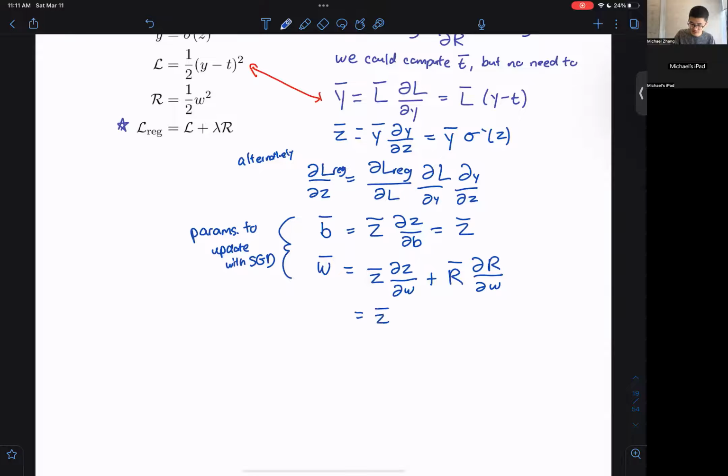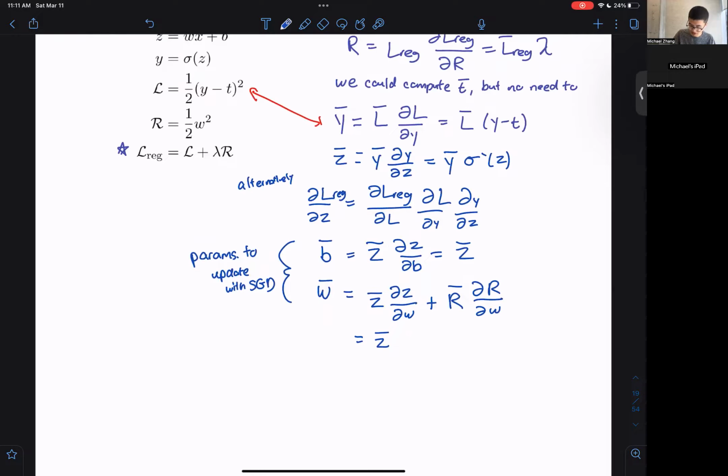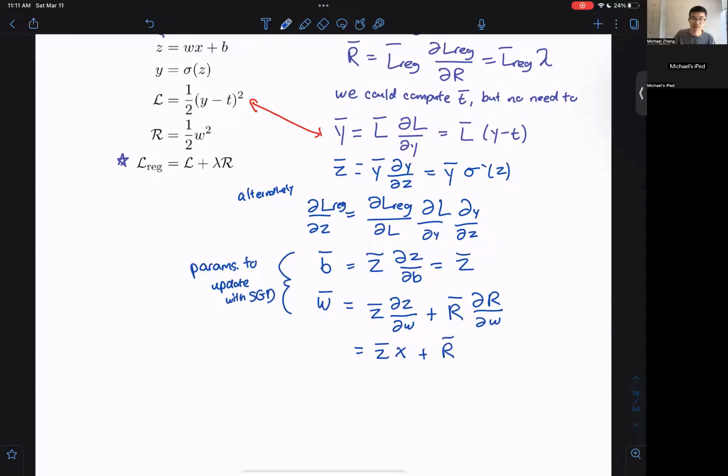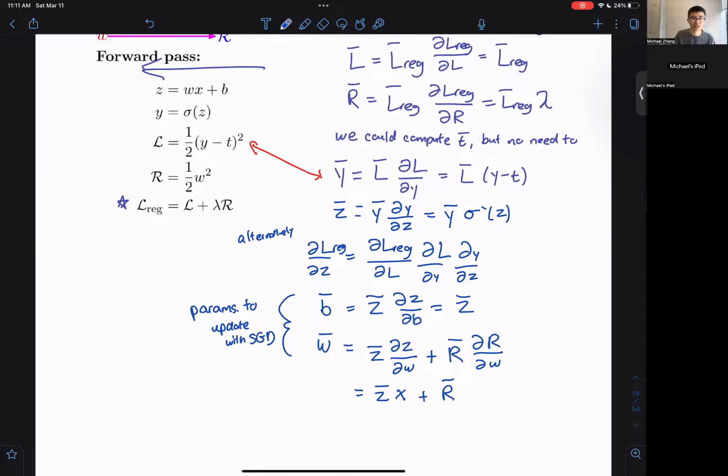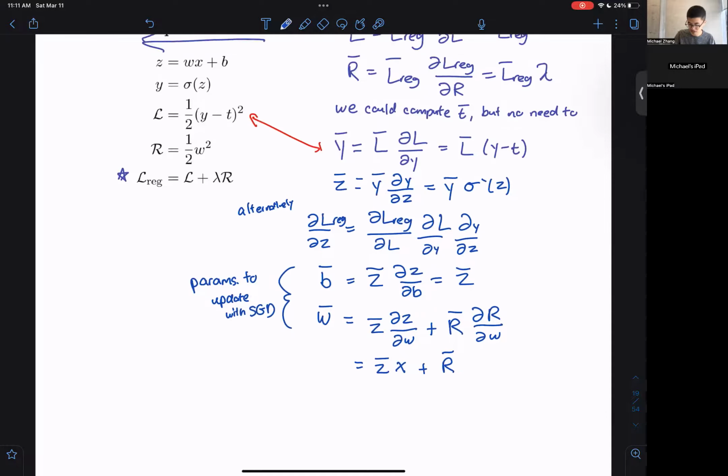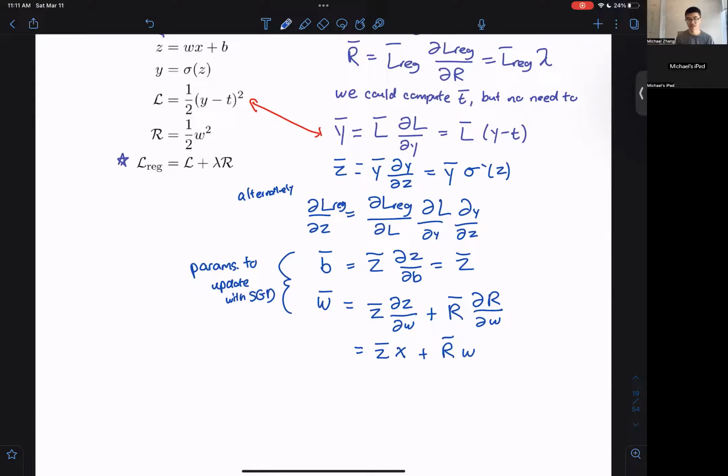So this is Z bar, and partial Z partial W is equal to X. And then we have R bar, which we've computed before, and then partial R partial W is just equal to W. So that's how you go ahead and compute gradients with respect to every variable in the graph.